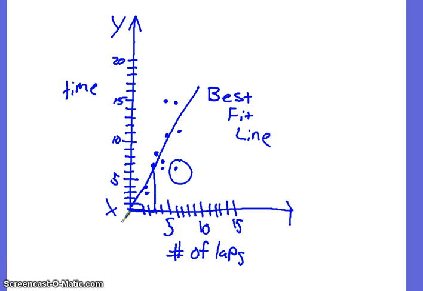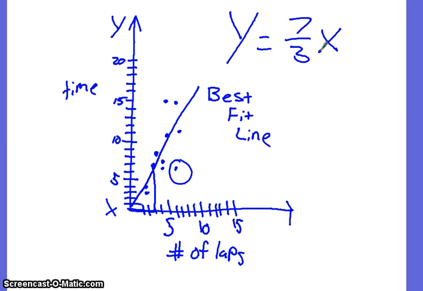This is 7 up, 4 over. And this is 3 over. It's 7 over 3. So your equation would be y equals 7/3 x. Right. So your equation is y equals 7/3 x.